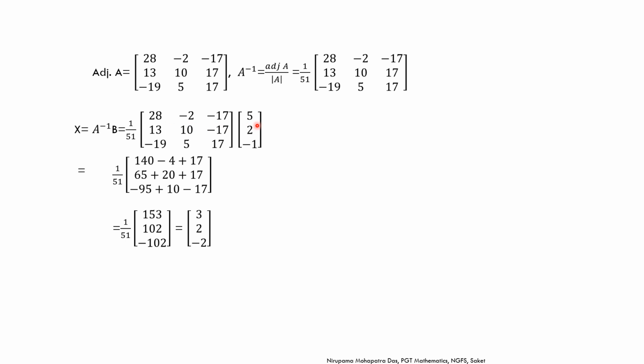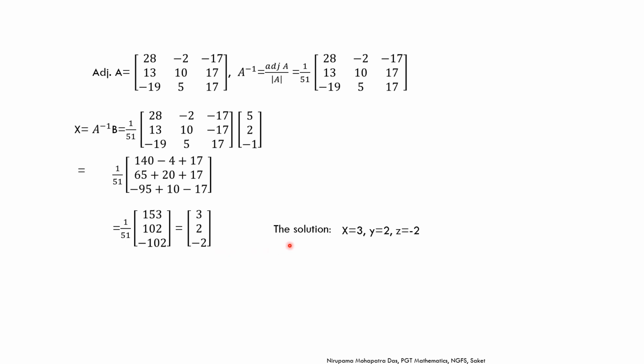So 28 into 5 plus minus 2 into 2 plus minus 17 into minus 1, like this. Similarly R2C1 and R3C1. So we are getting 153, 102, minus 102, and 1 by 51 outside. So the final answer is 3, 2, minus 2. It means your solution set is x equal to 3, y equal to 2 and z equal to minus 2.